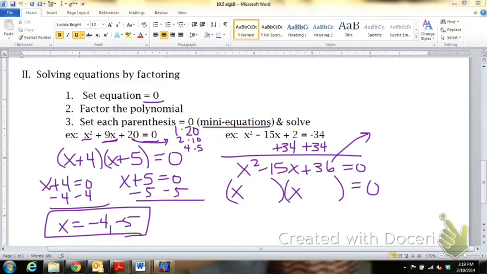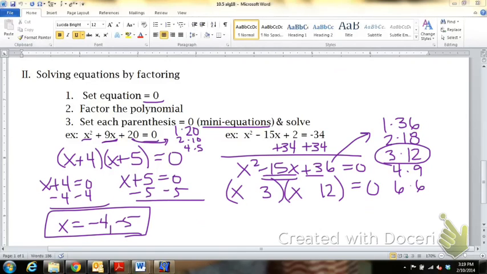Now what makes 36? 1 and 36, 2 and 18, 3 and 12, 4 and 9, or 6 and 6. Which combination is going to give me a 15? That'll be 3 and 12. Now they have to multiply to make a positive 36, so they're both going to be negative because I have to add up to a negative 15.